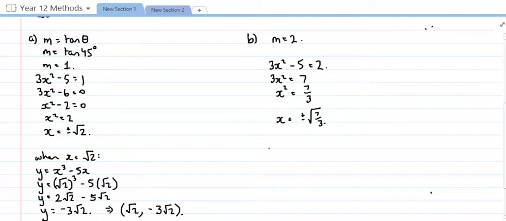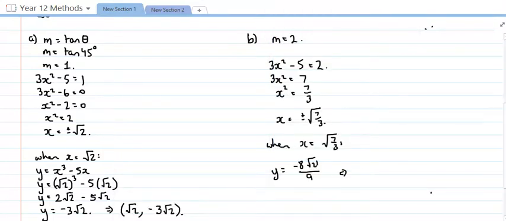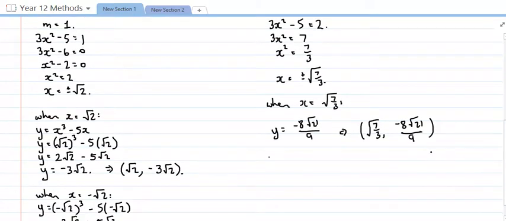So when x equals root 7 on 3, we type into the calculator and get y equals negative 8 root 21 on 9. I think it was. Let me just check that quickly. Yep, it was. Okay, so this gives us the coordinates root 7 on 3 and negative 8 root 21 on 9. So that was the first coordinate.